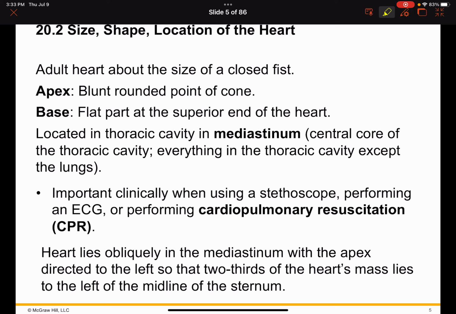So if you look at the size of the heart, it's like your fist, it's not too big. It's the size of your fist. We're going to look at the apex, and what is the apex, what is the base. We can look at these vocabularies.